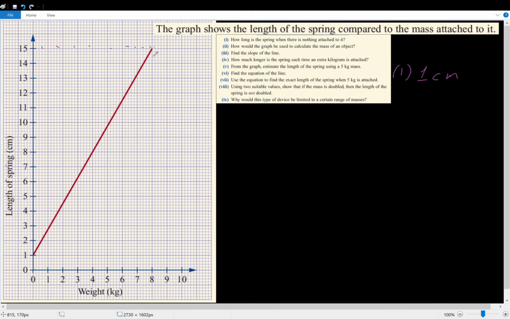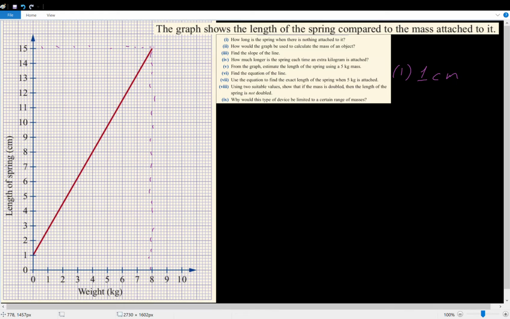Then you work from that going directly down to the weight that's directly beneath it. And the weight directly beneath the red line when y is 15 is 8. So for a 15 centimeter spring, that represents an 8 kilo weight attached to it. And you just got to put that in your own words if you're asked a question like that.